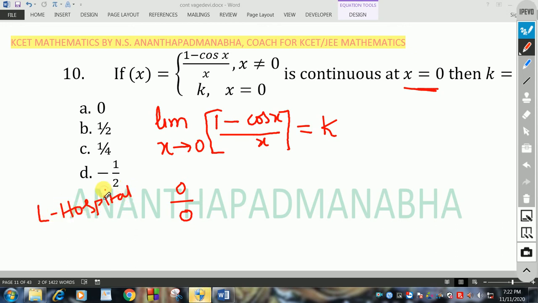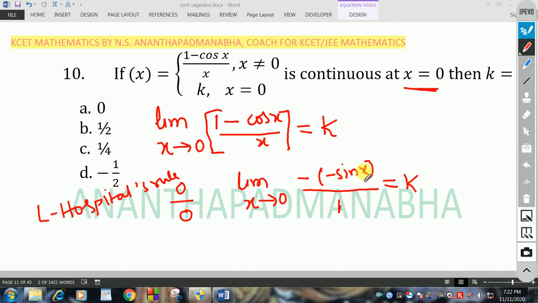L'Hopital's rule is a boon for us in solving such problems. So I will differentiate the numerator, that is limit as x approaches 0, when you differentiate 1 minus cos x, you will get minus of minus sin x. Derivative of cos x is minus sin x. This you have learnt in first year itself. Derivative of 1 is 0. I have 1 minus sign here. Derivative of cos x is minus sin x and derivative of x is 1, which is equal to k.